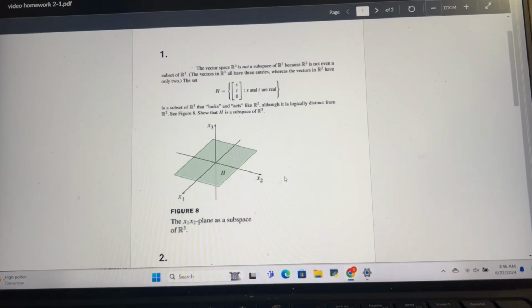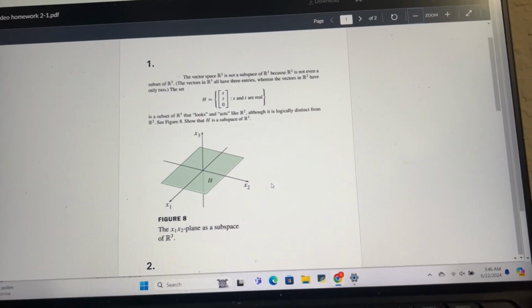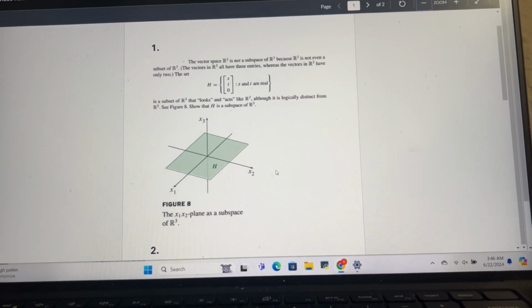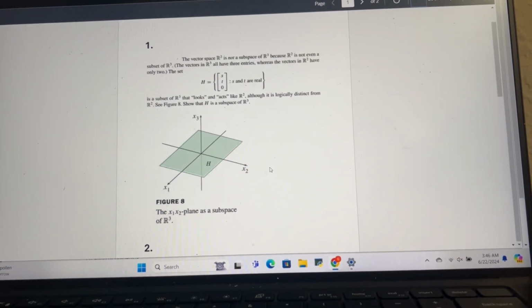So that shows us that for this problem, H contains the 0 vector. It is closed under vector addition, and it is also closed under scalar multiplication. So this means that H is a subspace of R3.